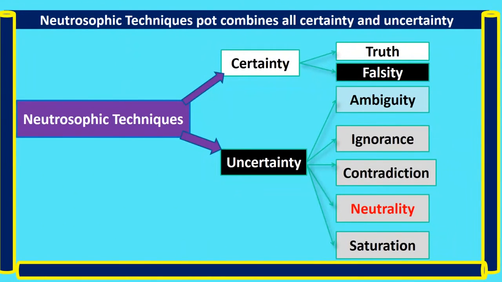Neutrosophic techniques combine all certainty and uncertainty. Neutrosophic is the latest development in certainty and uncertainty data processing.